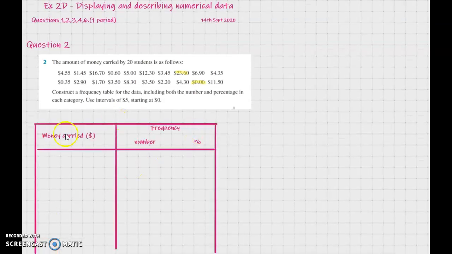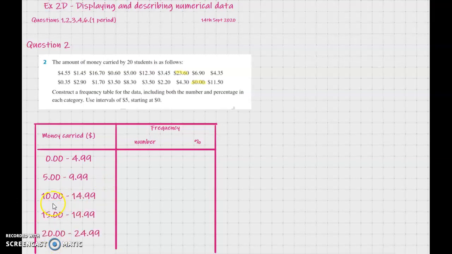All right, so you set up your frequency table. On one side it's going to be money carried, on the other side it's going to be frequency with number and percentage. Now we have to use class intervals and it tells us to start at $0. So your first interval is going to start at $0 and it's going to go to $4.99. That'll keep it within that $5 interval. The next interval will start at $5 and go up to $9.99 and $10 to $14.99 and so on and so forth until we get above our highest value. Now, our highest value is $23.60, so we can stop at $24.99.